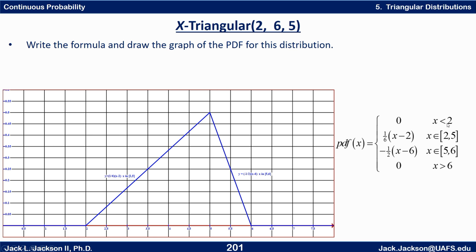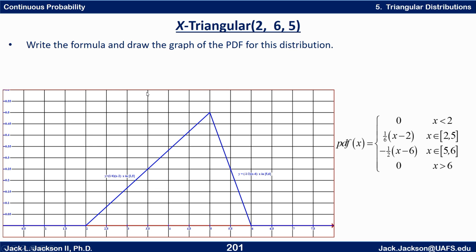It's 0 for x less than 2, and 0 for x greater than 6. Those are the 2 outer pieces. The middle pieces are the important ones: that is going up, 1/6 times (x minus 2), and then this part that's coming down, negative 1/2 times (x minus 6).